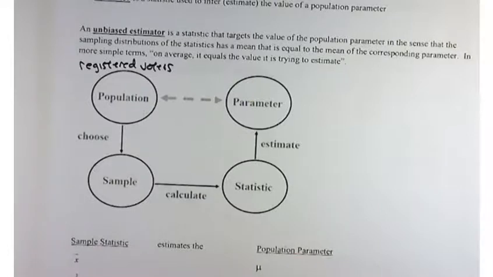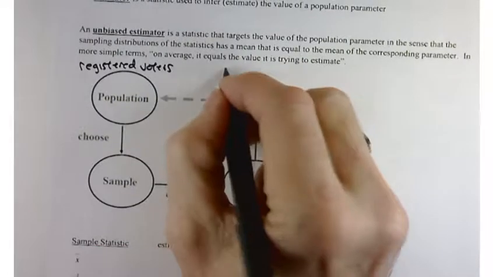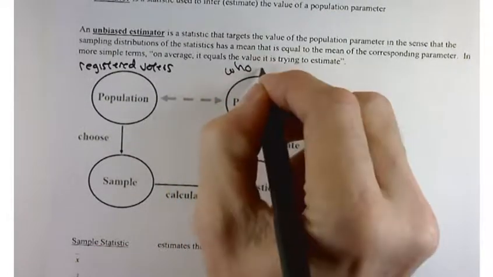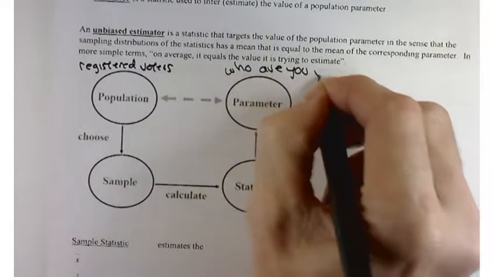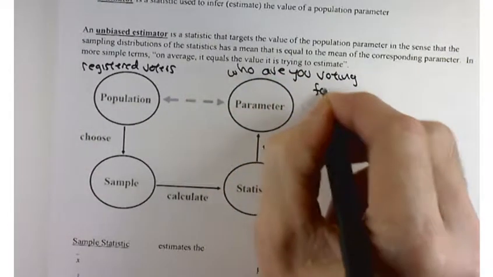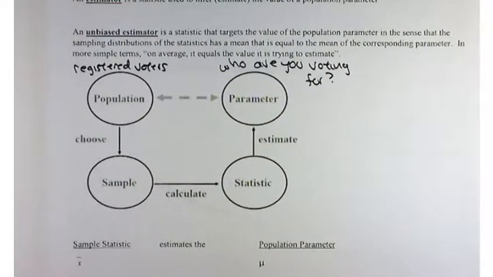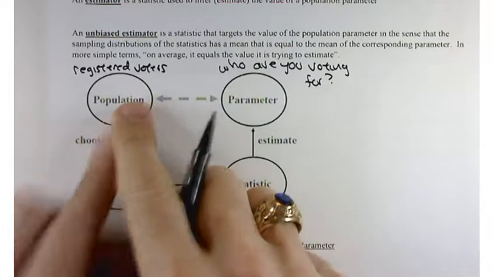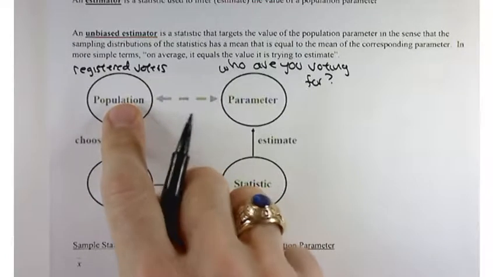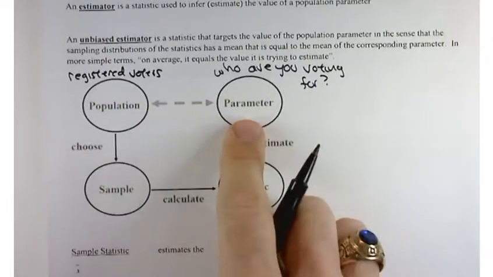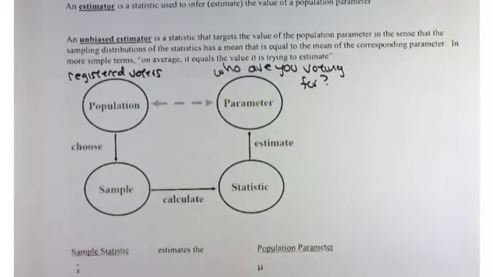Now, what you'd like to know from registered voters is who they're going to vote for. So, who are you voting for? The percentage of people that are going to vote for one candidate as opposed to the percentage that are going to vote for the other candidate, and then there's a small percentage that are undefined. But when you calculate these percentages from the population, you get what's called a parameter. A parameter is a numerical value that characterizes something about a population.